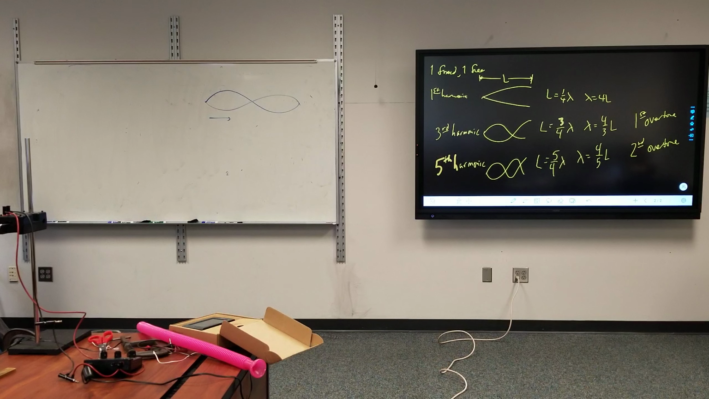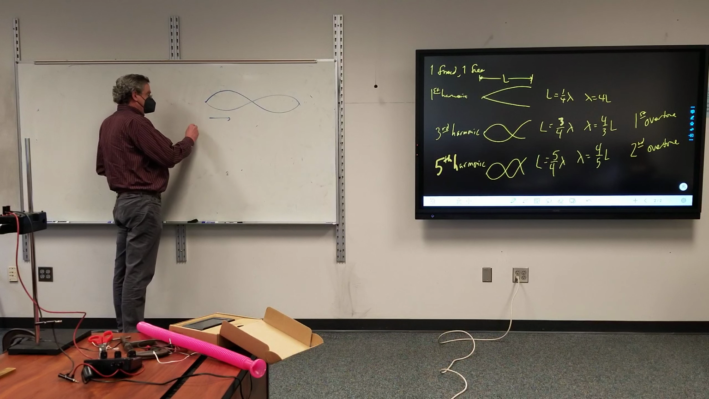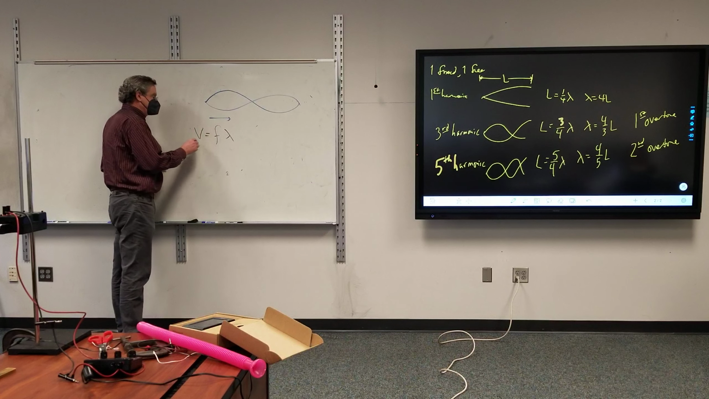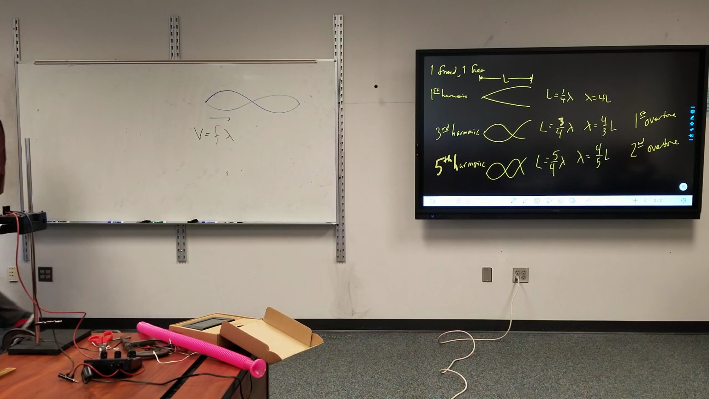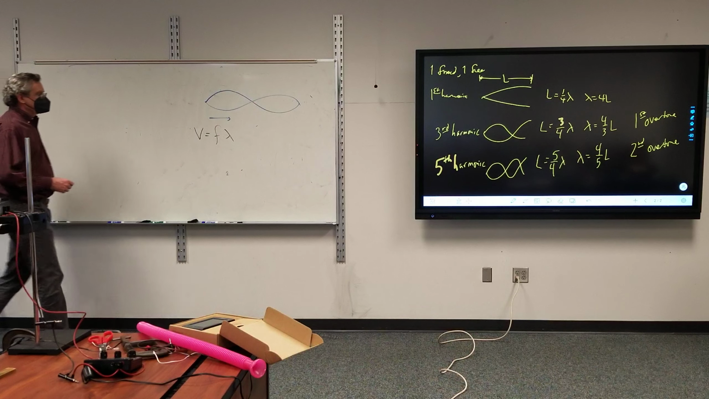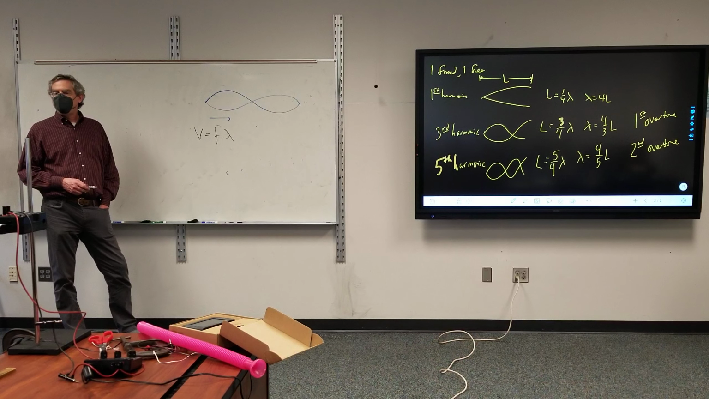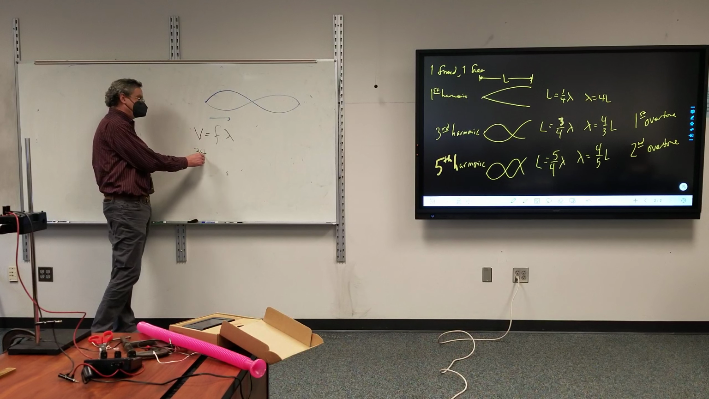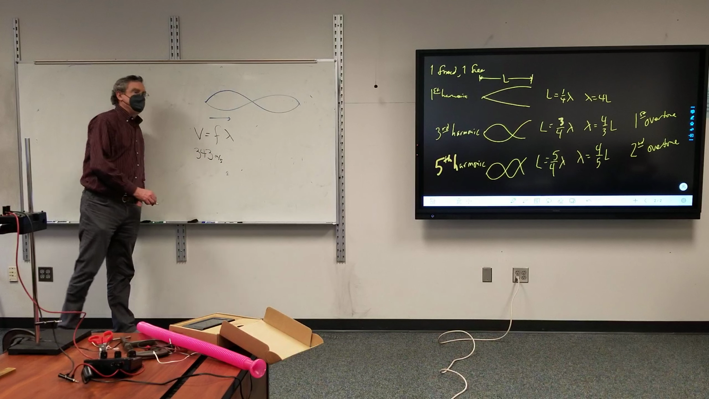So, given this, let's make our predictions. I know that the speed of a wave is frequency times wavelength. We're dealing with sound this time. What's the speed of sound? 343 meters per second. It's somewhere around there.